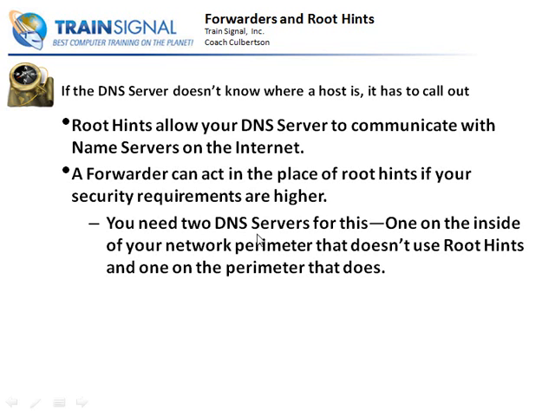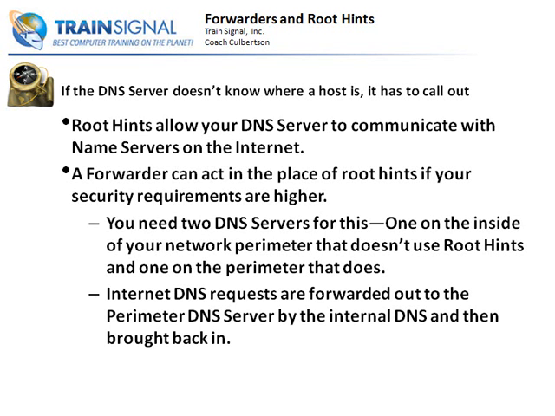For this whole high security setup to work, you need two DNS servers. One on the inside of your network perimeter that doesn't use root hints, and one on the perimeter of your network, closest probably to your router. And I use "close" in the network term. Internet DNS requests are going to be received by the inside server and forwarded out to the perimeter DNS server. The perimeter DNS server is going to call out to the internet, get that information, bring it back, and then send it back over to the internal DNS server.